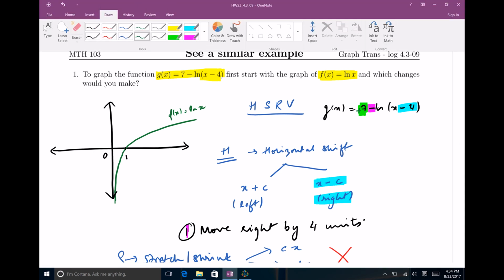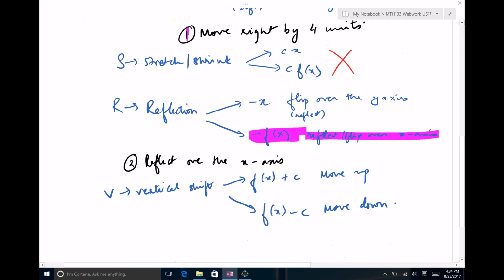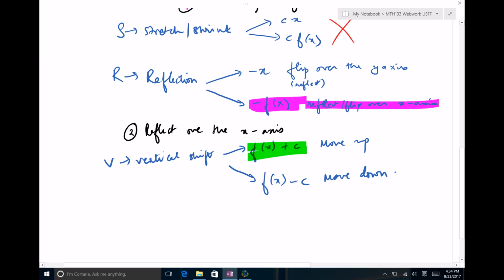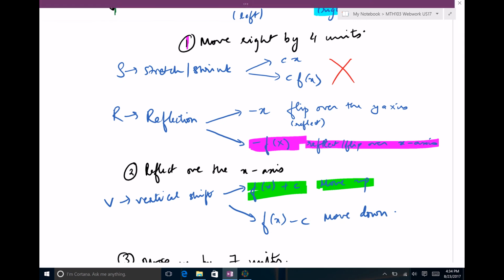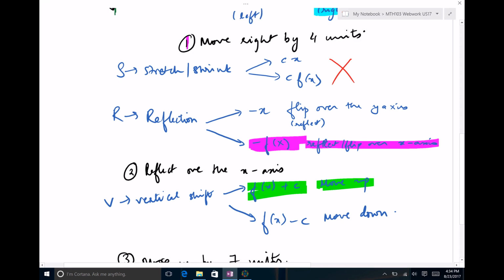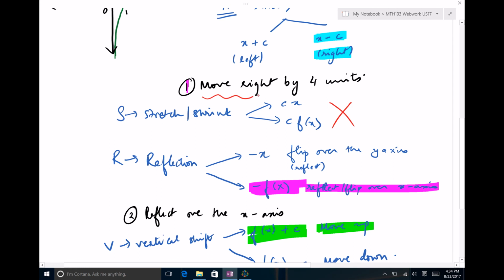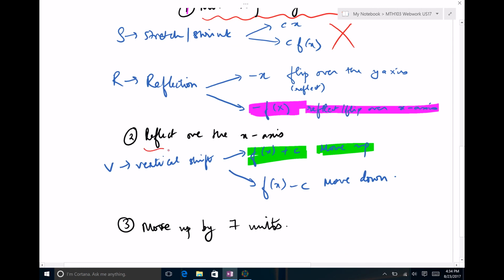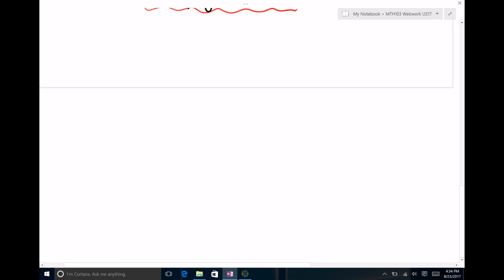So since you have a number added to your function, this is the situation we're looking at, f of x plus c, which means you move up. So the vertical shift that we're looking at, which is step 3, is that you move up by 7 units. To summarize the 3 things that we're doing here to come up with this graph transformation: we first move right by 4 units, we reflect over the x-axis, and then we move up by 7 units. I'm going to show you what this looks like real quick.